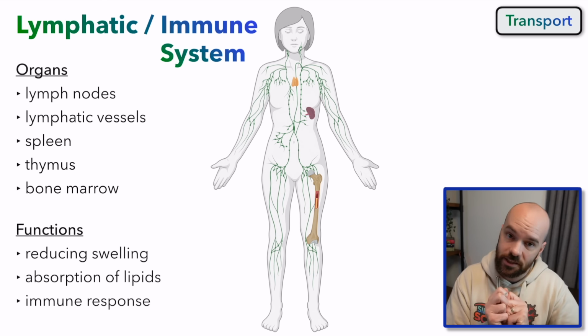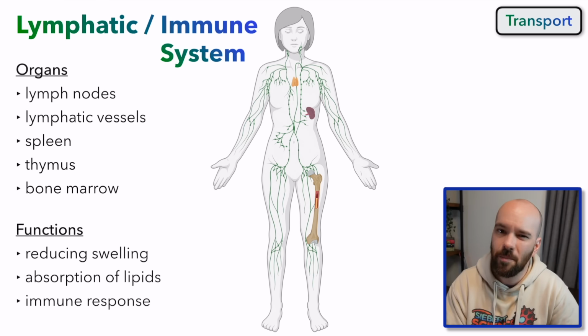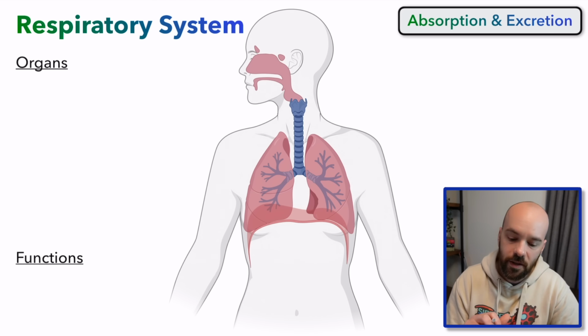It's a drainage system to reduce swelling, but it also does our immune response. Those will be the main two things with that system. All right, that was the transport systems. Now we're going to look at absorption and secretion systems.